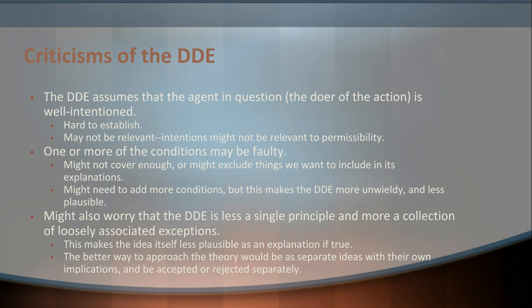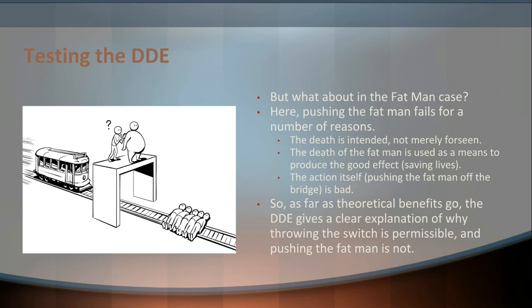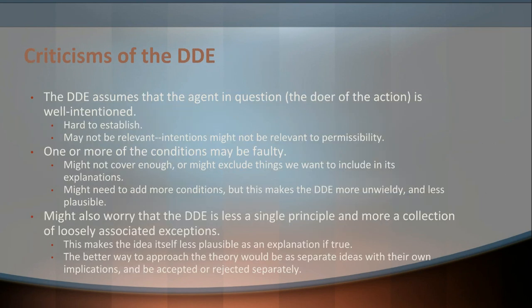Additionally, someone might criticize the doctrine of double effect by pointing out issues with one or more of the conditions. They may say that these conditions don't cover enough of the situation, or maybe they exclude things that we actually want to include in these explanations. For example, we may disagree with the evaluation of the two different trolley cases. And so we may say, well, no, the Fat Man scenario, it's obviously perfectly acceptable to push the Fat Man off the bridge. And so the conditions that made that action fail are not good conditions.